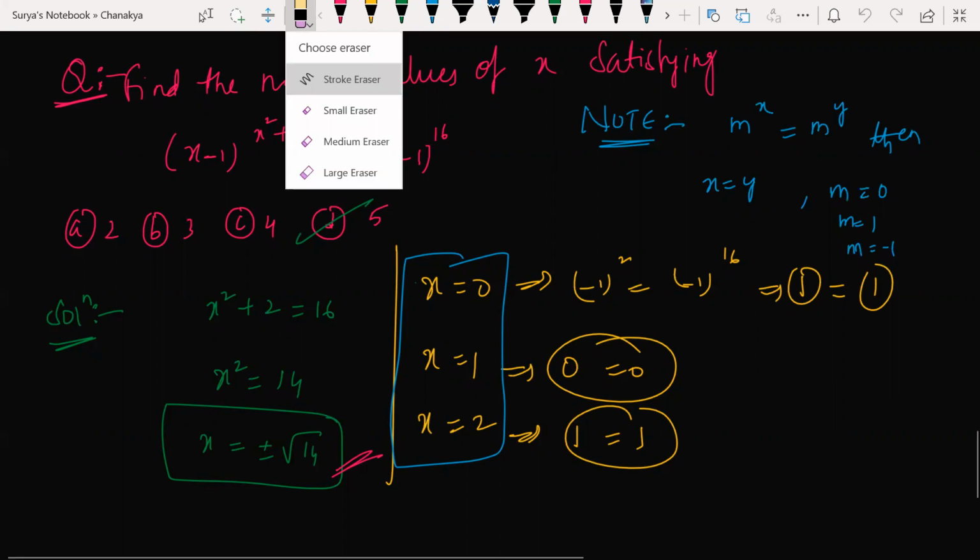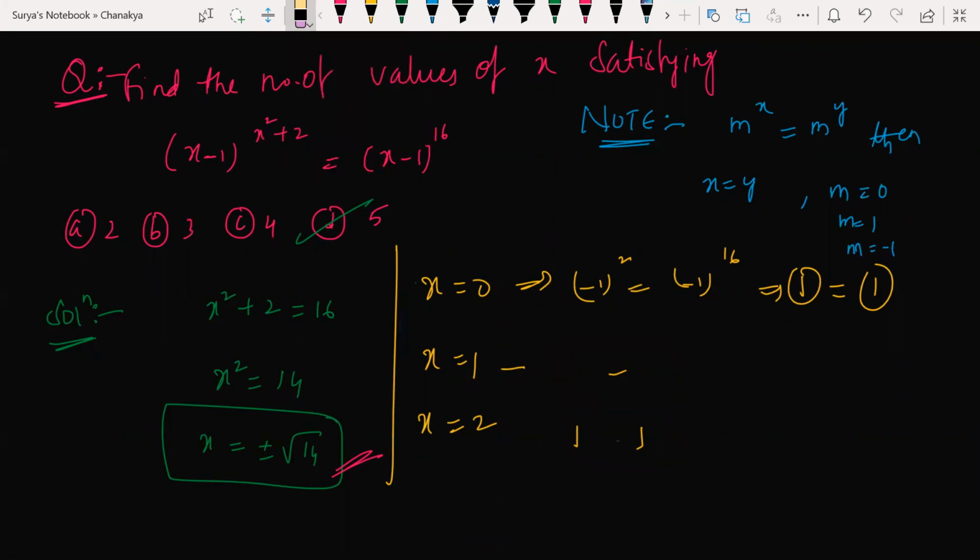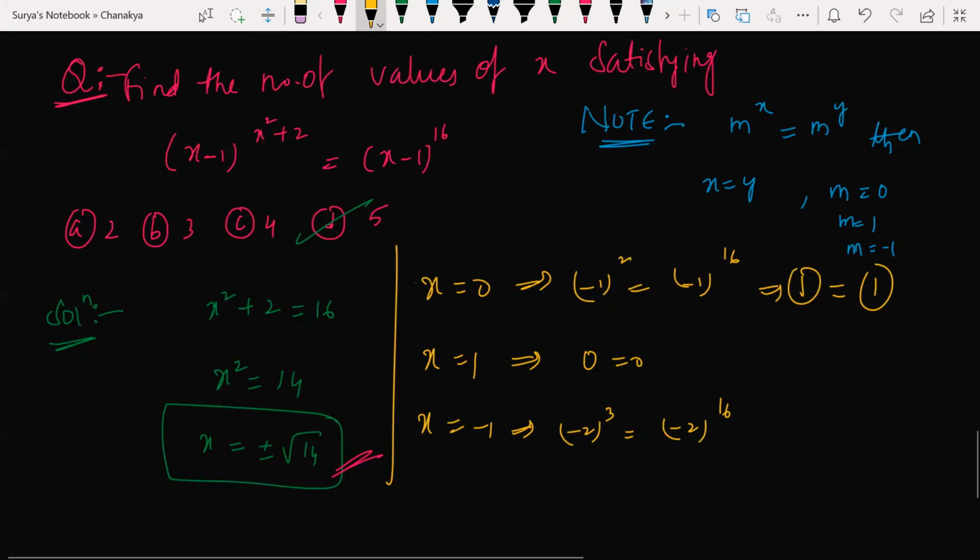Actually 0. Look at this here, satisfying, which means 1 minus 1 also. Look at this, minus 1. This is minus 1. If I substitute 1 here, what am I going to get? 0 is equal to 0. Substitute minus 1, minus 2, 2 to the power of 3, minus 2 to the power of 16. So now what are you going to get?